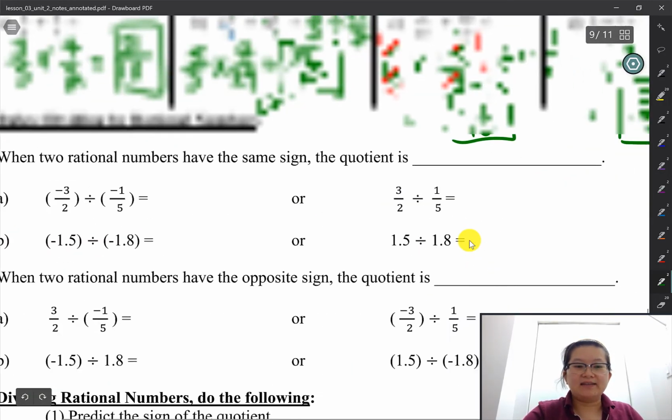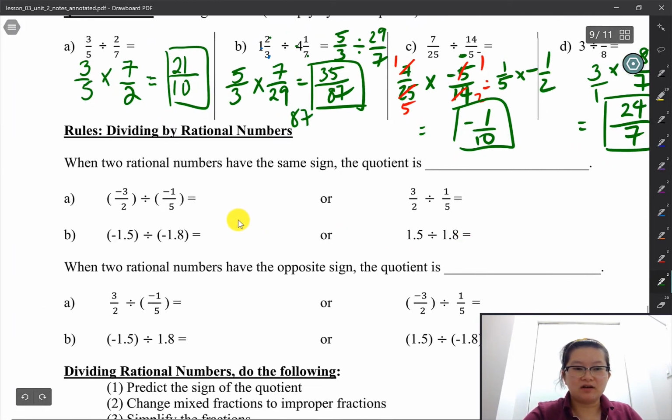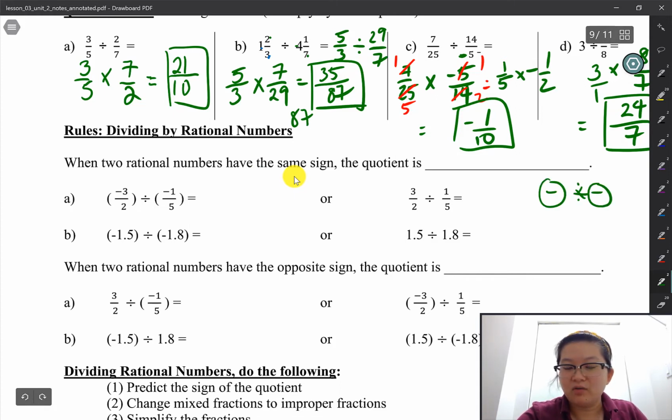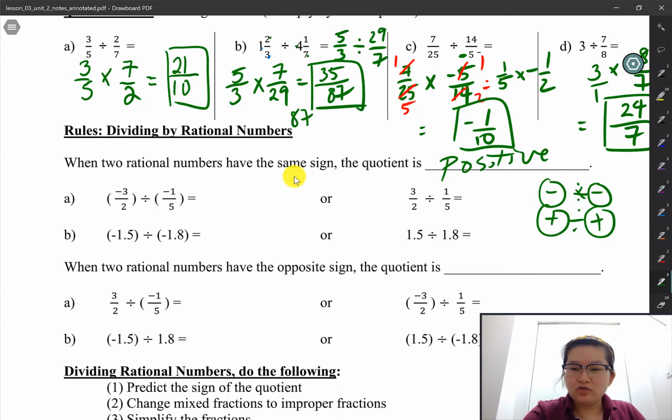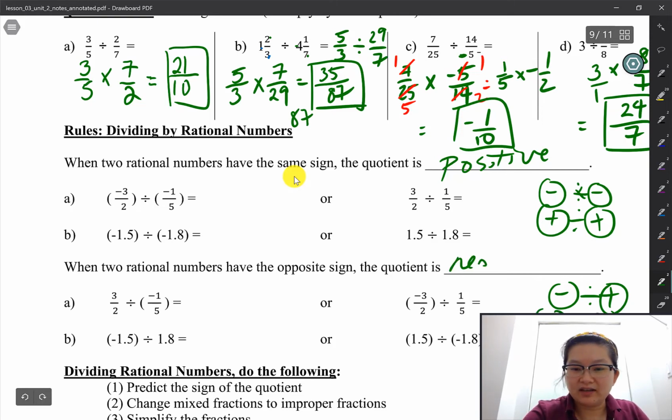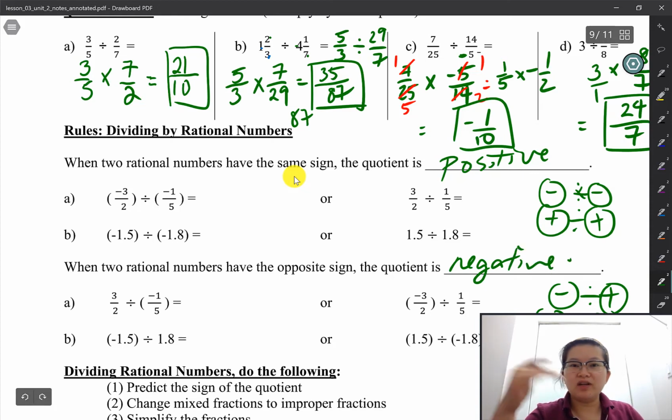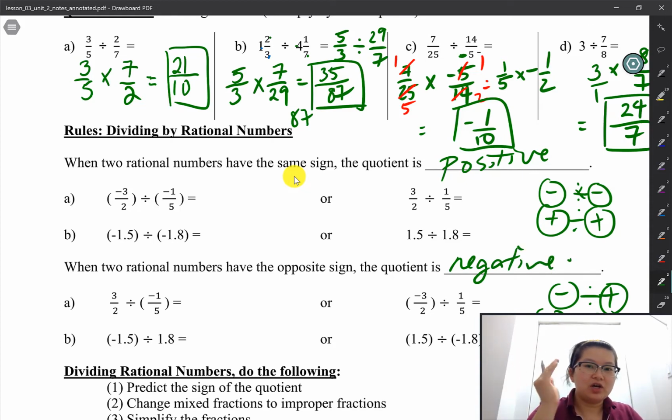Okay, so again, we're going to reiterate the fact, and I mentioned this just earlier. If I have two rational numbers that have the same sign, meaning negative divided by negative or positive divided by positive, these are going to both give me a positive quotient. The quotient is the answer of the division, whatever you're doing. If I have two numbers that are opposite in sign, say positive and negative, my final answer is going to be negative.